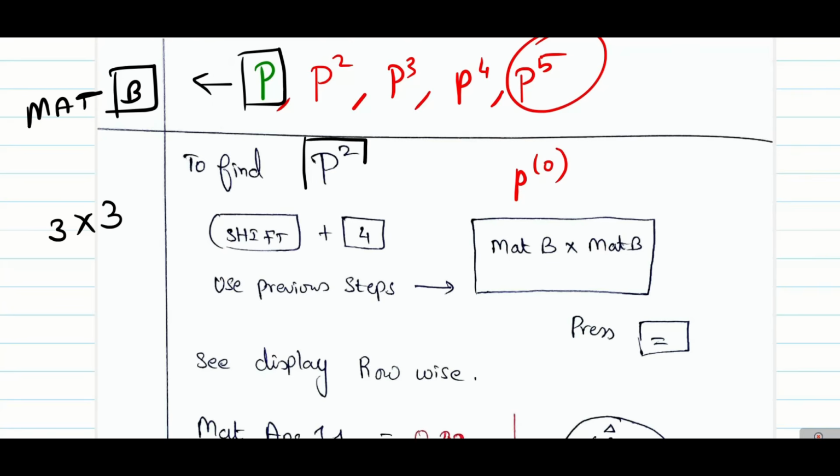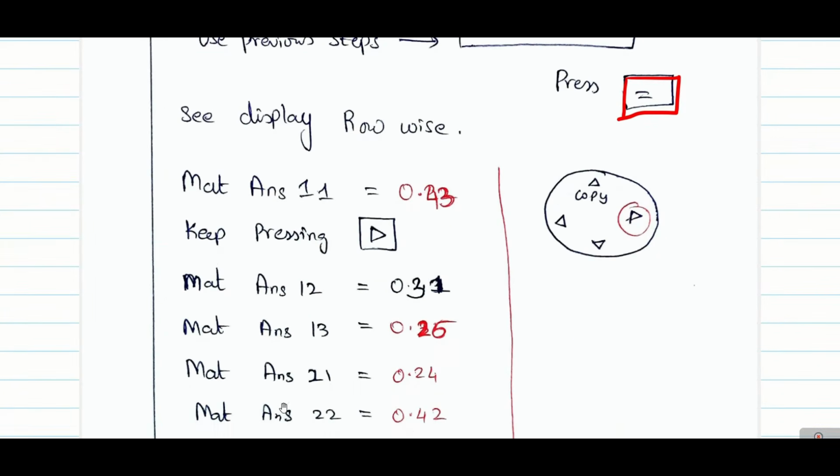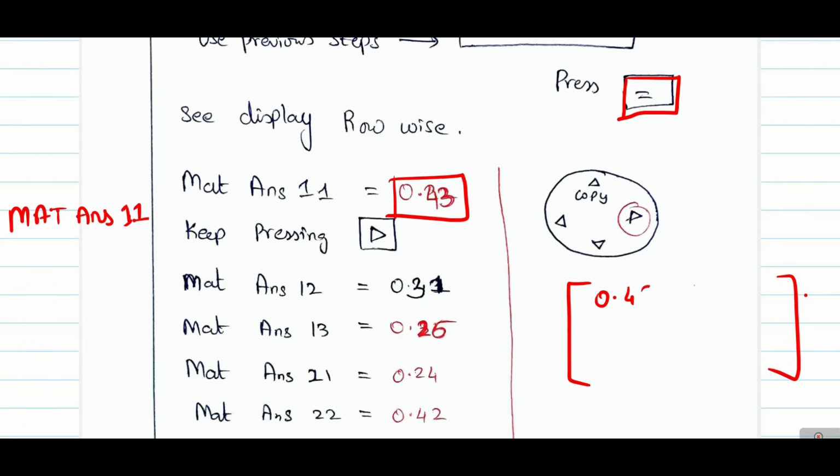Now if I want to find P square, the same procedure we are going to do. So mat B square you can put, or you can put mat B into mat B. So once you put this and press equal to, now this is very important, how you write the matrix. If you do it the wrong way, then the answer will be collapsed. Okay, so first initially it will show mat ans 1 1, so it will show the 1 1 position. So 1 1 position is 0.43 for that matrix which I already saved in the calculator.